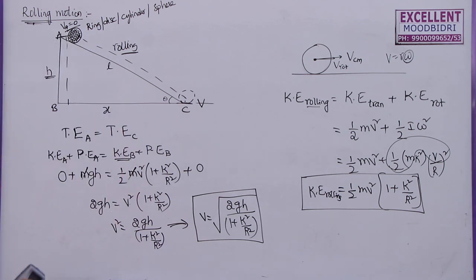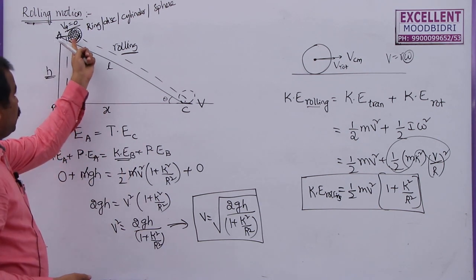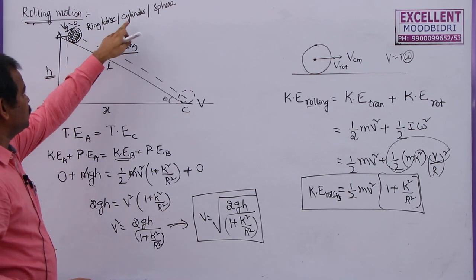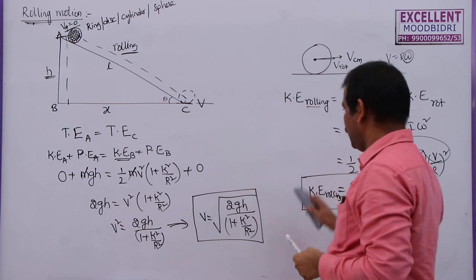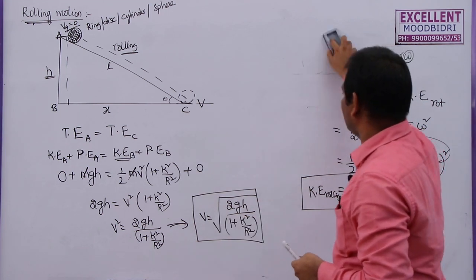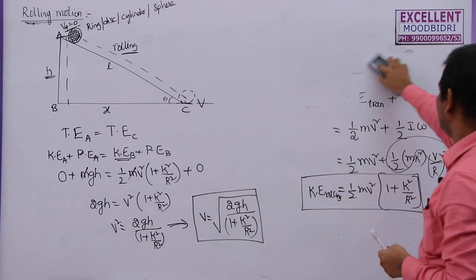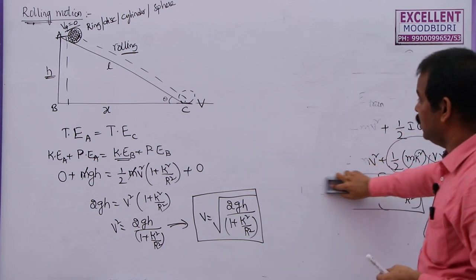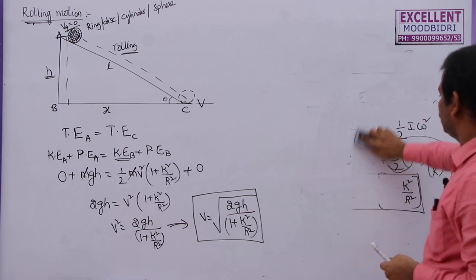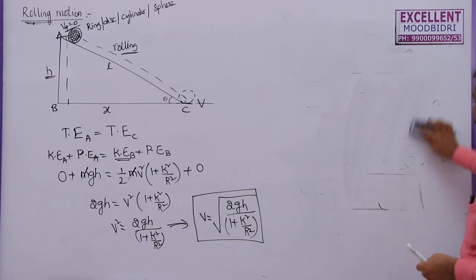Now in this case, if you know the body, that means whether it is a ring, disc, cylinder, or sphere, we can find the velocity of this body on reaching the ground. Not only the velocity, we can also find the acceleration of the body and the time taken by the body to reach the ground in these cases.